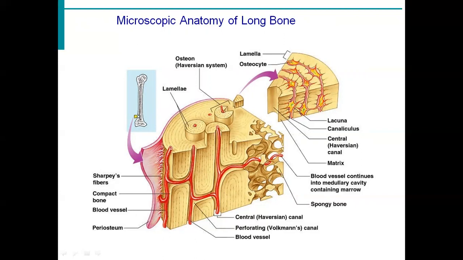What are the components of the long bone? What are the different parts, histological layers, cells, functional support, functional cells? We will discuss all of this in the next video.